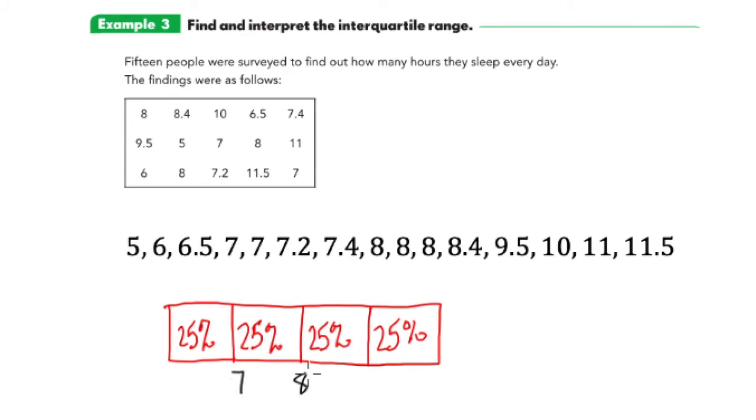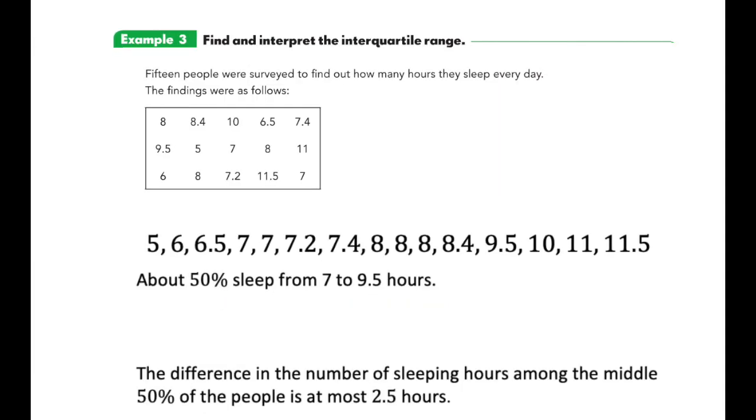So in the first spot here is 7, the second quartile is 8, and our third quartile was 9.5. And what this interquartile range shows us is the 50% piece in the middle. So for this, we could say a couple things. We could say that about 50% of the people in the survey slept between 7 and 9.5 hours. We could also say that the range for the middle 50% of people was no more than 2.5 hours.